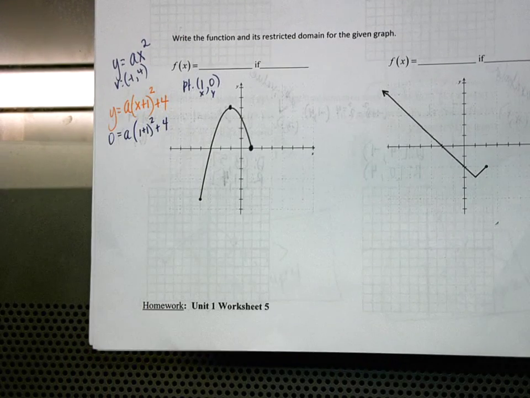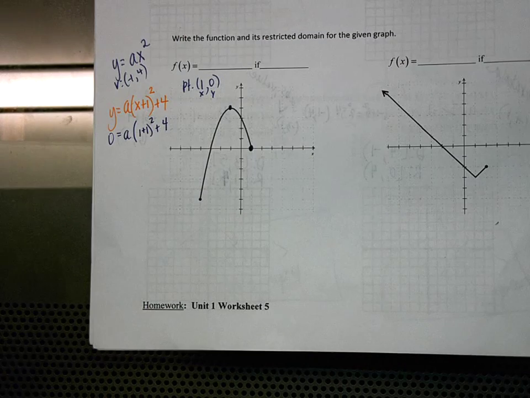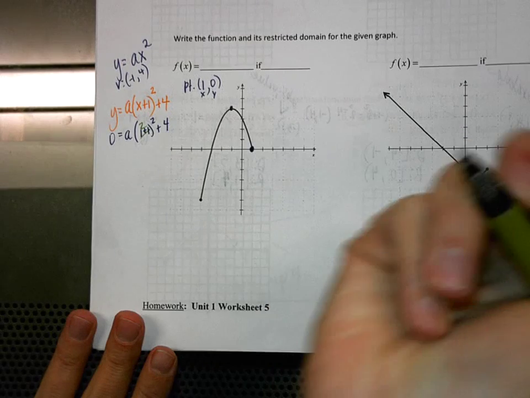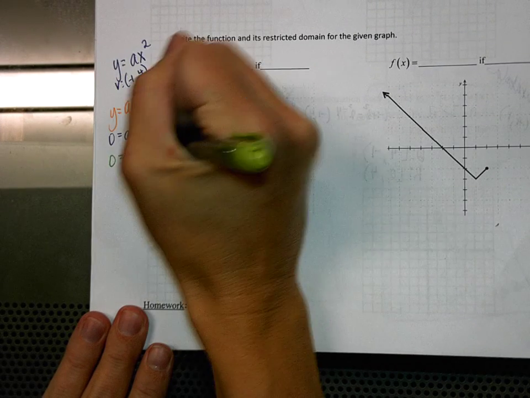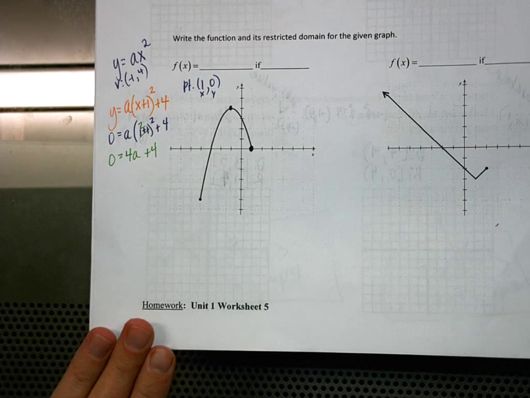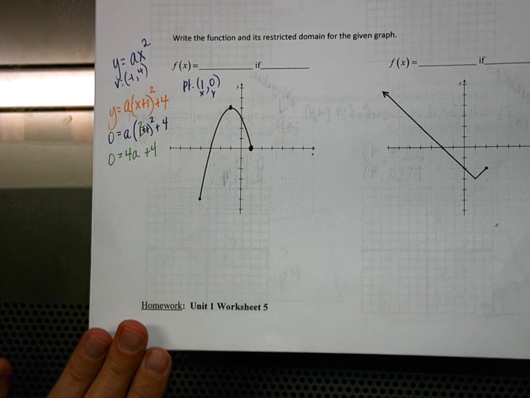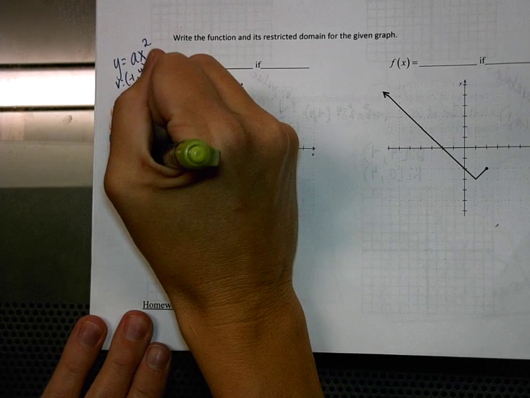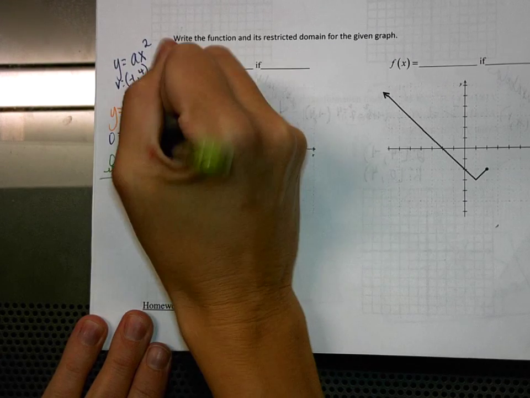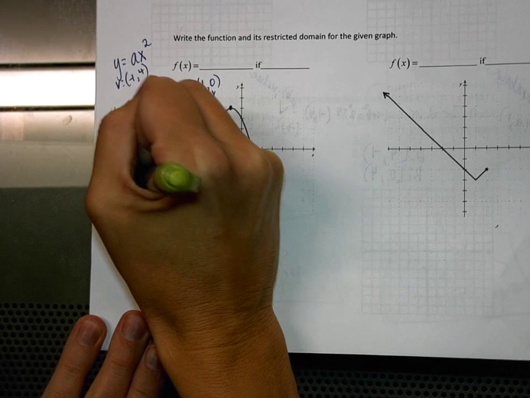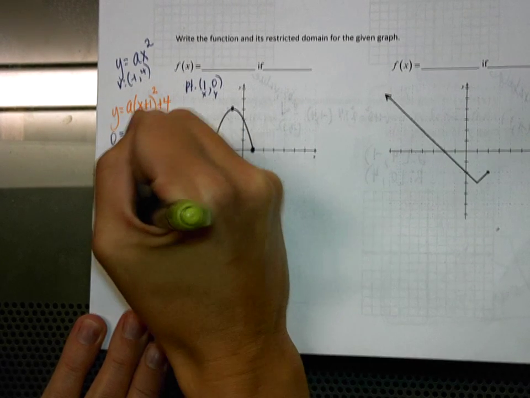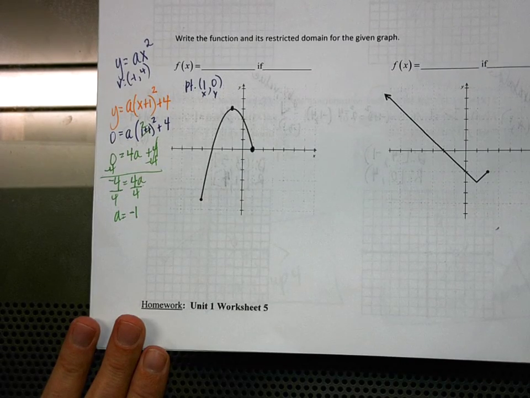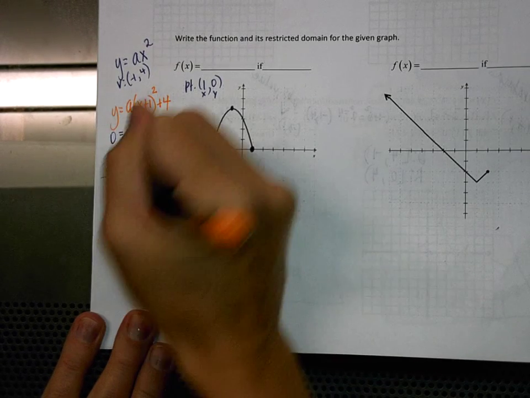Are we good? Okay, what's 1 plus 1? 2. What's 2 squared? 4. So I actually have 0 equals 4a plus 4. And then in order to solve for a, what would I do now? Subtract 4. Good. Subtract 4 to both sides. I have negative 4 equals 4a. Divide by 4. Very good. Divide by 4. And a equals what? Negative 1. Negative 1.